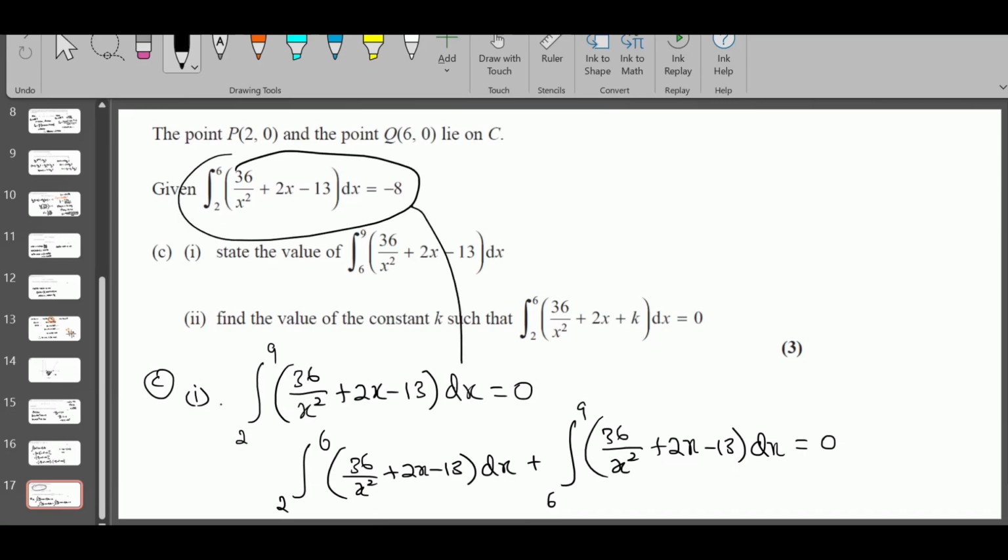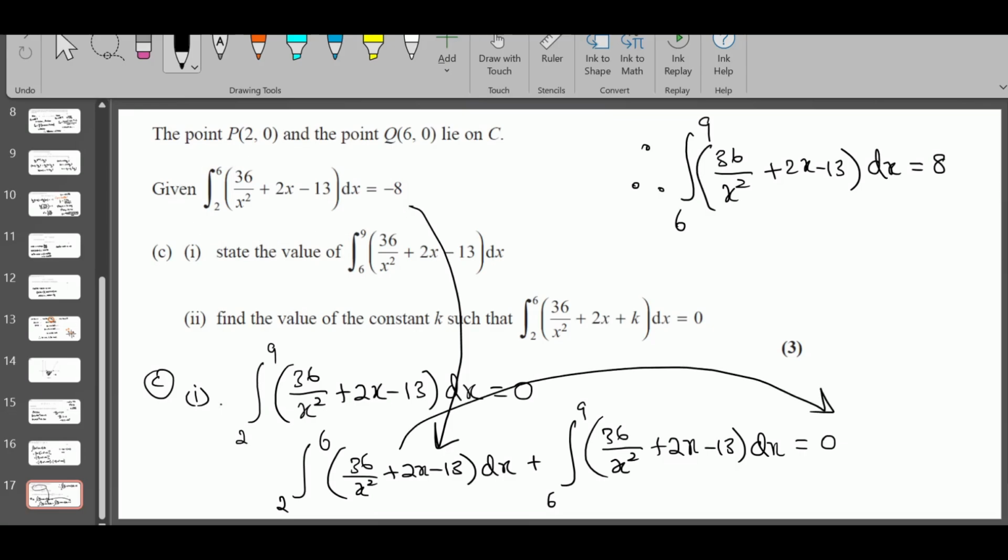The value of this is minus 8, goes to the other side. Therefore, integral 6 to 9, 36 over x square plus 2x minus 13 dx is equal to positive 8. Because this negative 8 comes here, you'll get positive 8. That's all. Let's move on to C II now.